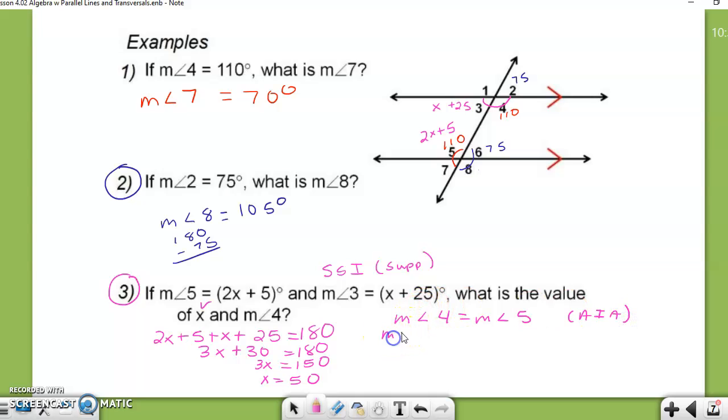So let's see, the measure of angle 5 would be 2 times 50 plus 5. Measure of angle 5 is 105 degrees. So that means the measure of angle 4 is 105 degrees.